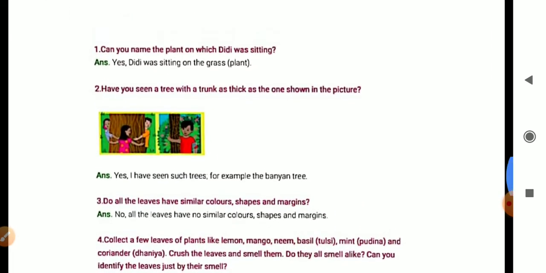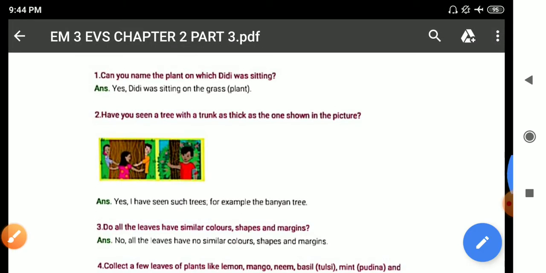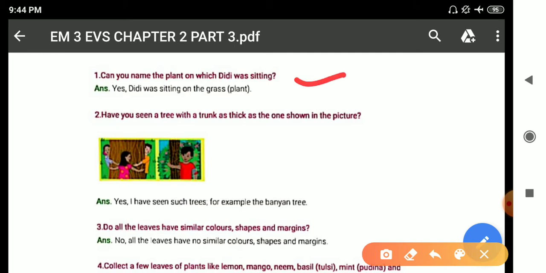And the first question is, can you name the plant on which Didi was sitting? Yes, students, hope you remember Didi was sitting on the grass, that is even a plant. Yes, Didi was sitting on the grass.